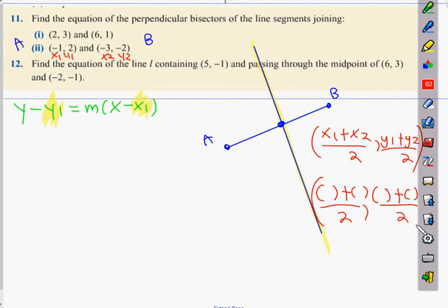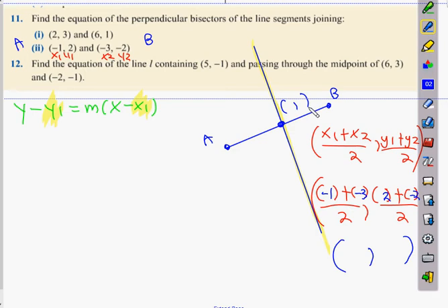Now guys, put in your numbers. What are the numbers we're putting in? Minus 1, minus 3, and then 2 and minus 2. Now guys, when you put this into the calculator, you're going to have a left answer and a right answer. Why are there two answers? It's a point. Points always have an x coordinate and a y coordinate.